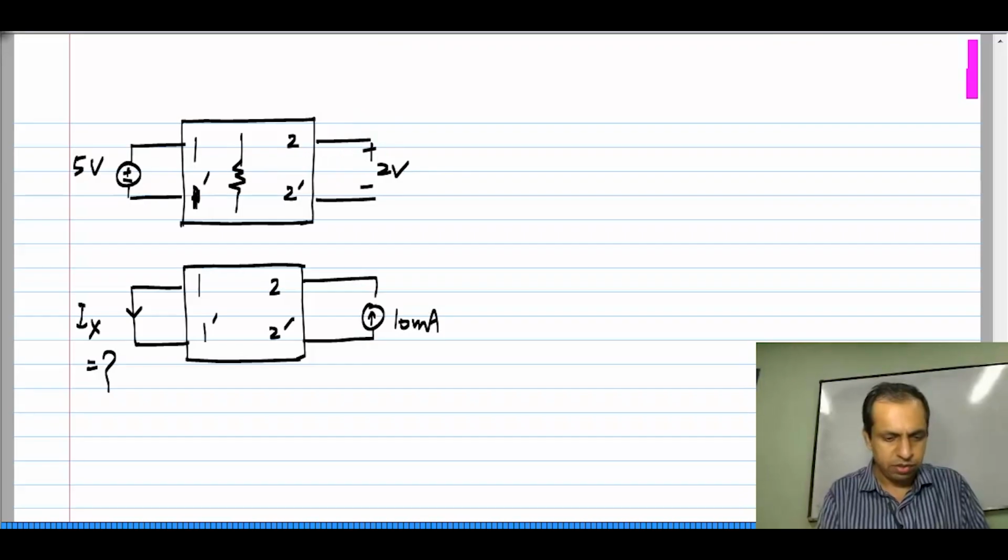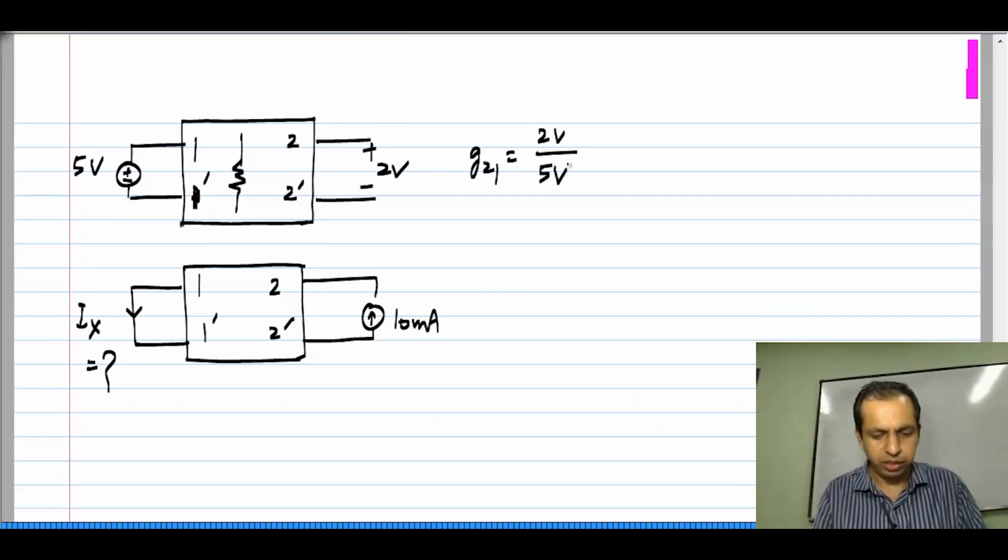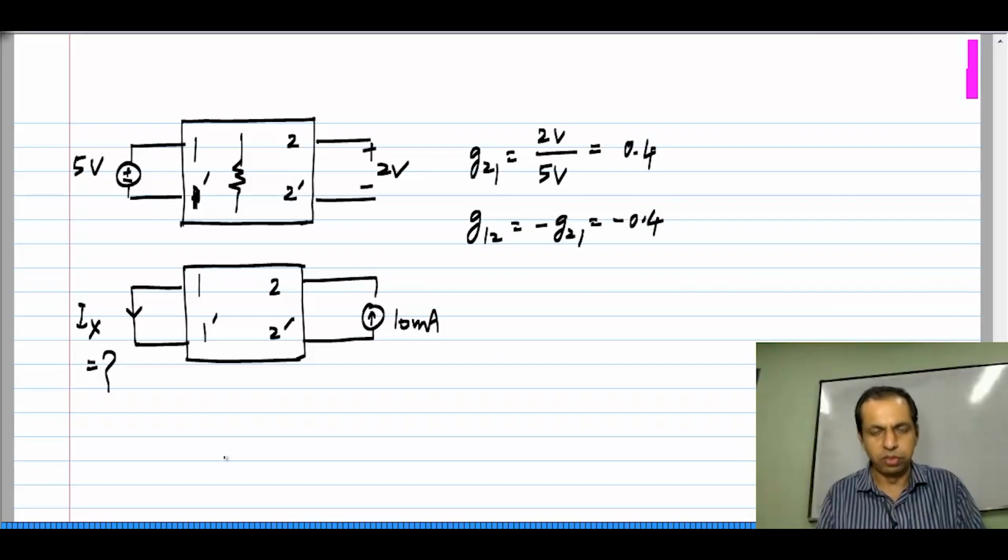this, because from the first circuit, you see that G21 is 2 volts by 5 volts, which is basically 0.4, and the second part is implicitly asking for G12. You apply a current to port 2, measure the current in port 1, and you know that for a reciprocal network, G12 is minus G21, which is minus 0.4.